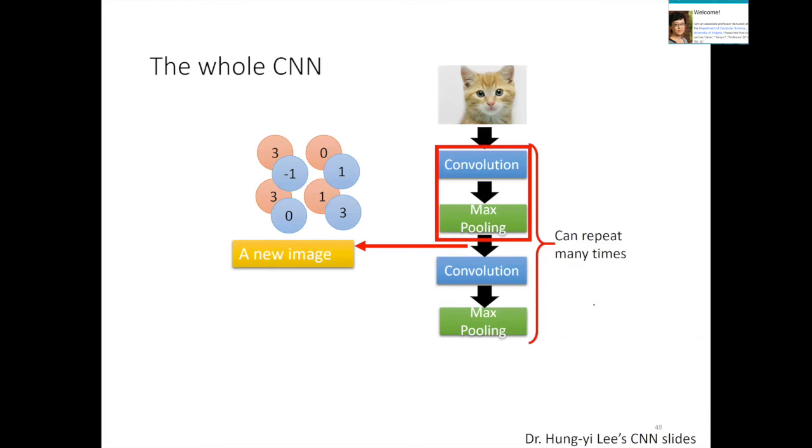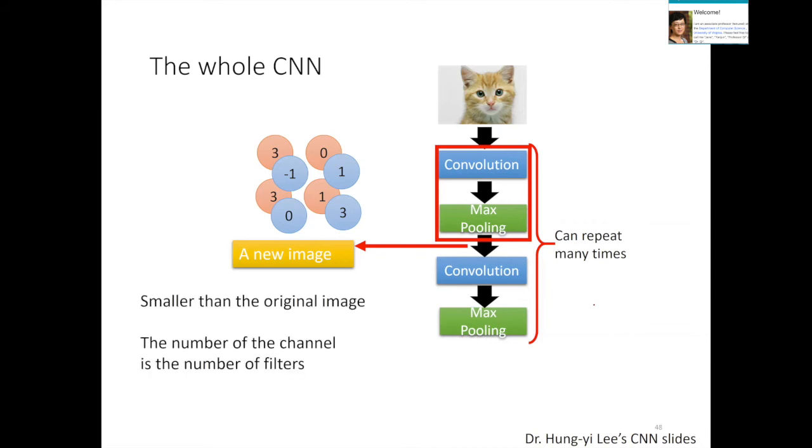After one convolution and max pooling, I got a new image. So this repetition of this block will give me a smaller and sharper new image. The number of the channels is the number of filters.